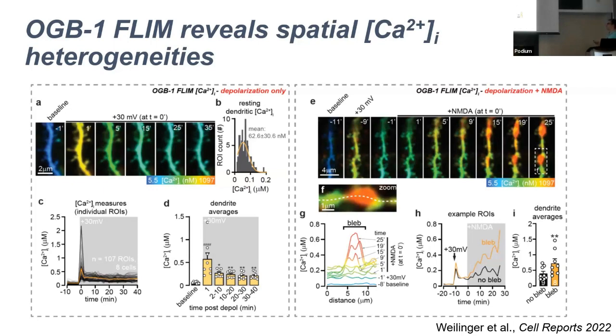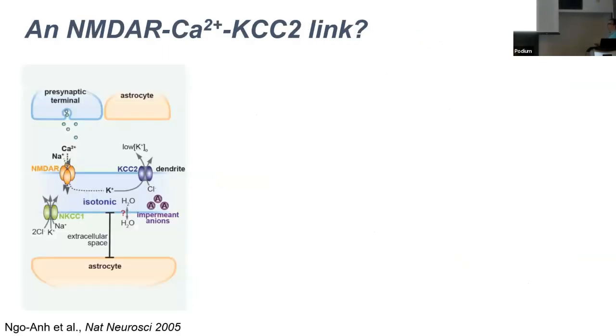And the threshold for this, or the concentration of calcium in these regions that bleb, is above half a micromole, sometimes upwards of 1 micromole and beyond. And so we started to think about what could be going on here. There's a role for calcium, there's a role for KCC2, there's a role for NMDA. How could these be linked?